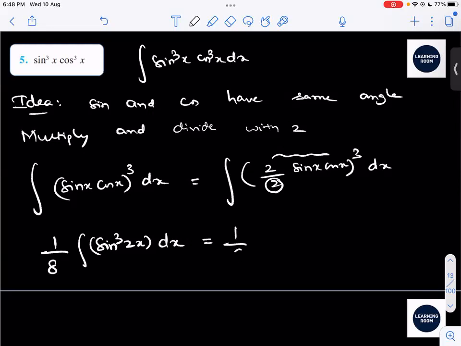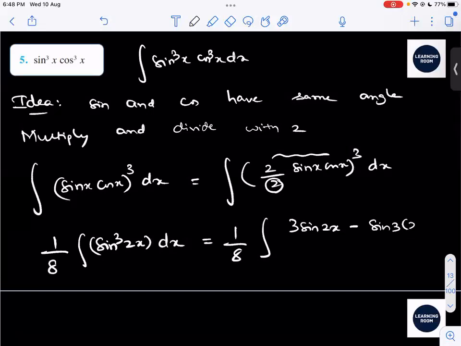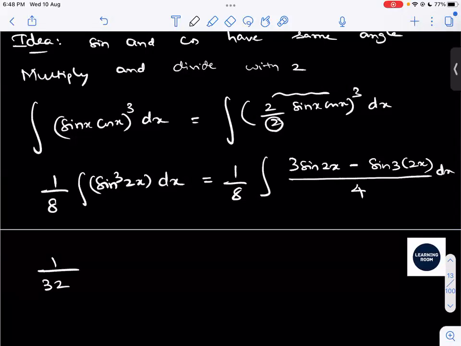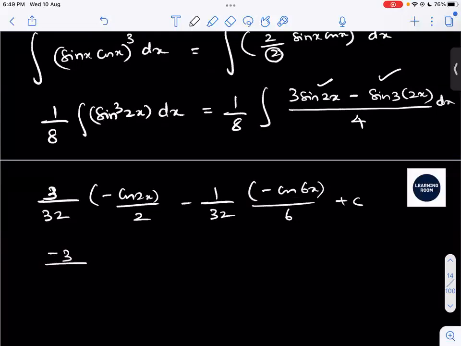Right? So this will be equal to 1 by 8 into integral of sin cube theta, which can be written as 3 sin theta minus sin 3 theta, the whole divided by 4, dx. So it is going to be 3 divided by 32 into sin 2x dx, which is going to be minus cos 2x divided by 2, minus 1 divided by 32 into sin 6x, which is going to be minus cos 6x divided by 6, plus c. So the answer will be minus 3 divided by 64 into cos 2x plus 1 divided by 6 into 32, which is 192, cos 6x plus c. This will be the required answer.